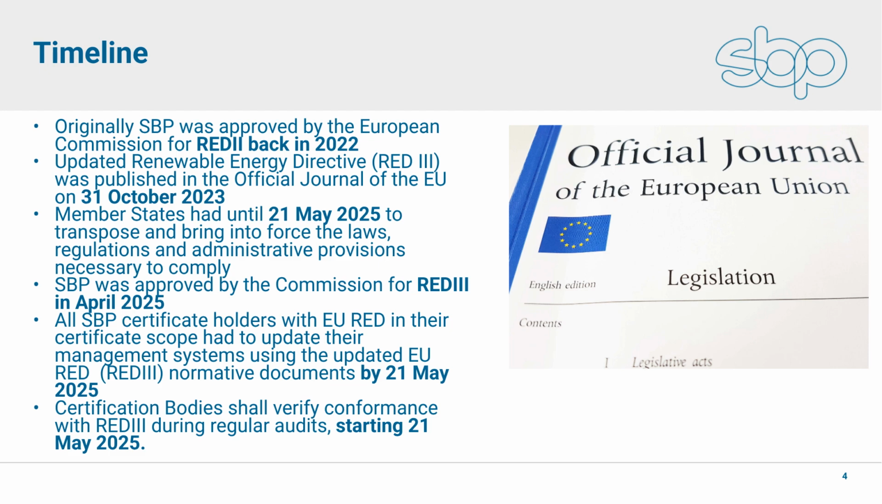All SBP certificate holders with EU RED in their scope had to update their management systems to the RED 3 version of the EU RED normative documents by the 21st of May 2025. Certification bodies verify conformance with RED 3 during regular audits, starting from the same date. To summarize, as of early 2026, all SBP certificate holders with EU RED in scope need to comply with RED 3, and this is being checked during their regular audit.